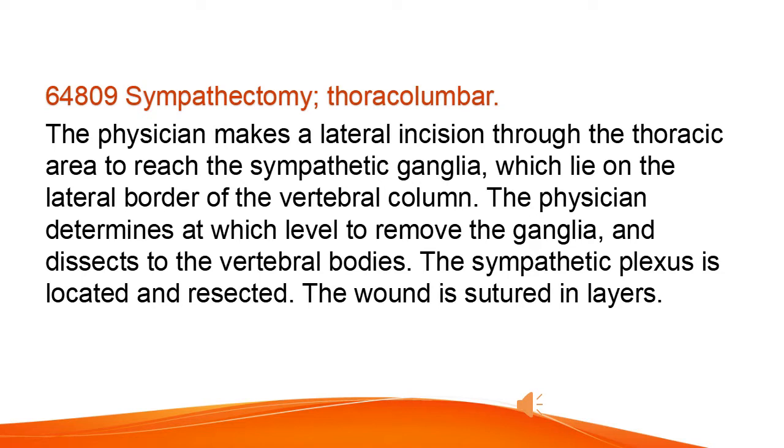Sympathectomy Thoracolumbar. The physician makes a lateral incision through the thoracic area to reach the sympathetic ganglia, which lie on the lateral border of the vertebral column. The physician determines at which level to remove the ganglia, and dissects to the vertebral bodies. The sympathetic plexus is located and resected. The wound is sutured in layers.